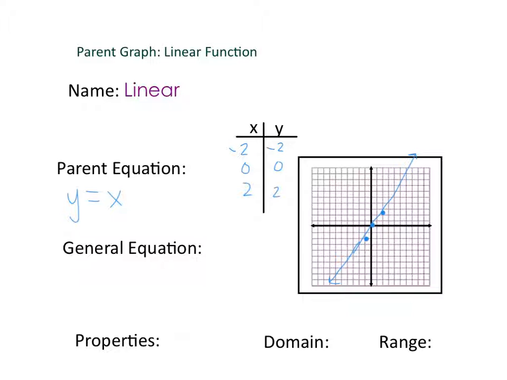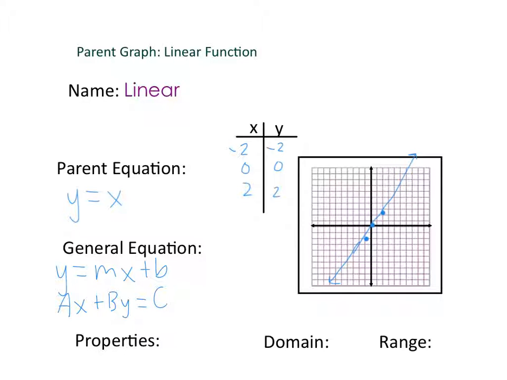The general equation for a linear function is, we know, y equals mx plus b, right? That would be slope-intercept form. We also have standard form of ax plus by equals c. Those are just some general forms. We also have point-slope form that we could write down.